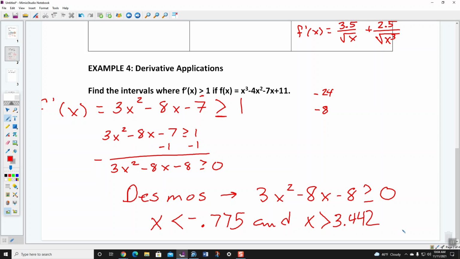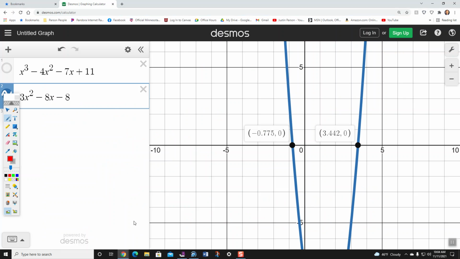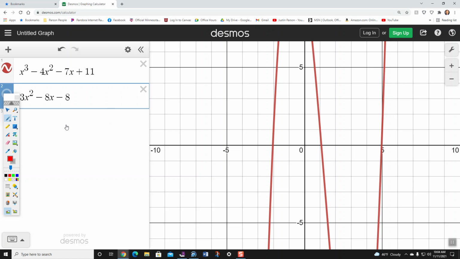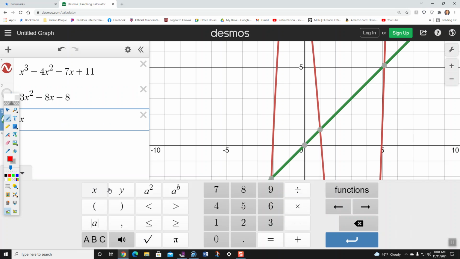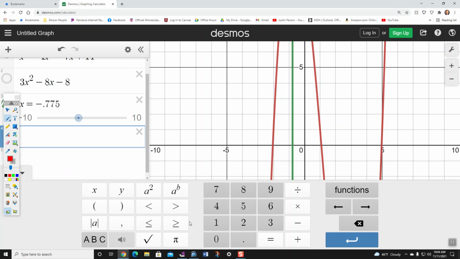Okay, what this is telling you guys is this. And we're gonna stop after this one today. If I go back into decimals and go back to my original function, tell me what those x values were again. X was equal to negative 0.775. And what was the other one? 3.442.